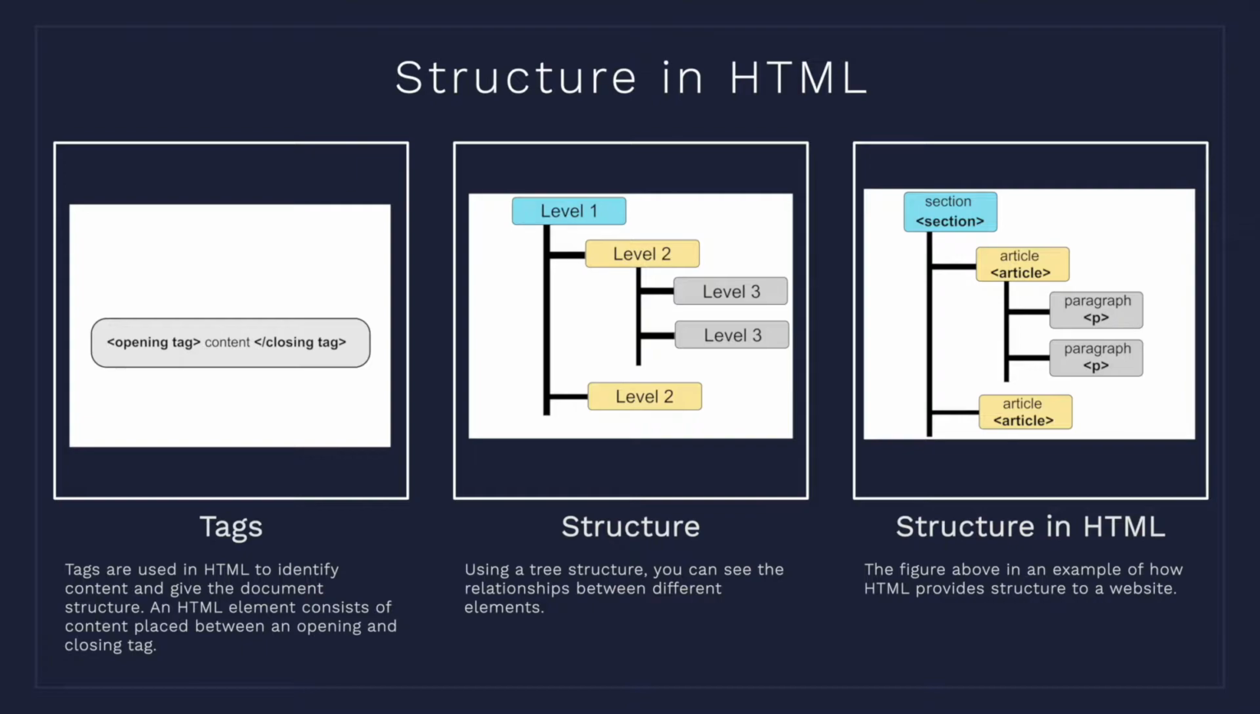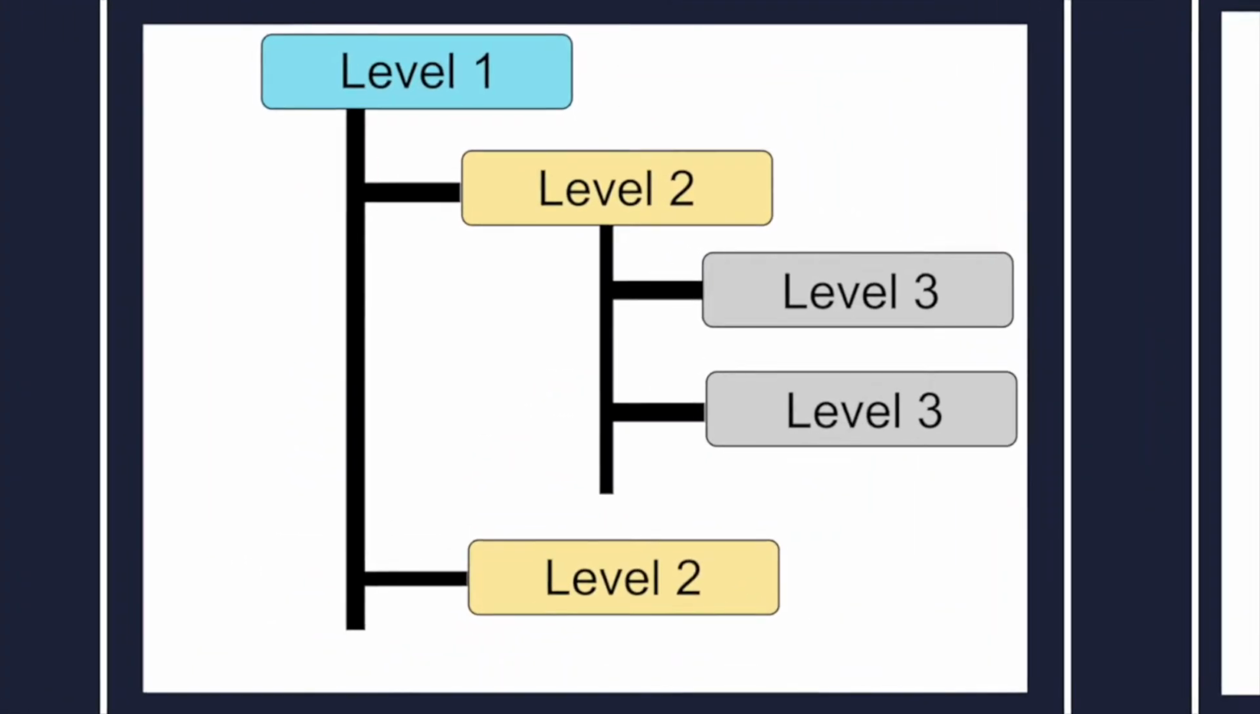Now let's look at structure in an abstract way. You can visualize structure using a tree diagram. This will allow you to see the different relationships between different elements. In this diagram, you can see 3 levels. Level 1 is said to be a parent element of level 2. Level 2 is said to be a parent element of level 3. Also, level 2 is a child element of level 1, and level 3 is a child element of level 2. This diagram shows a definite hierarchy, where level 1 is at the top tier, level 3 is at the bottom tier, and level 2 is at the tier in between level 1 and level 3.